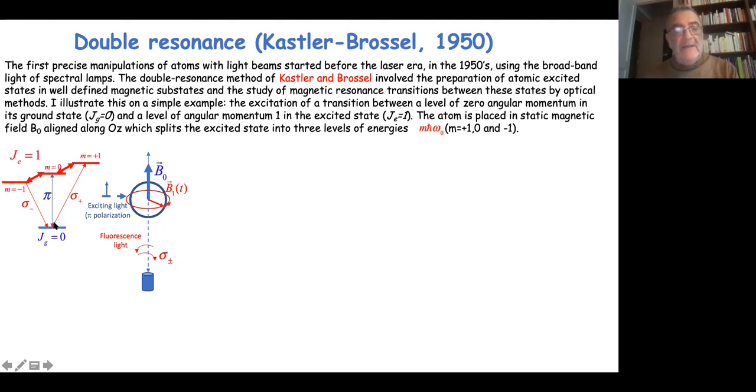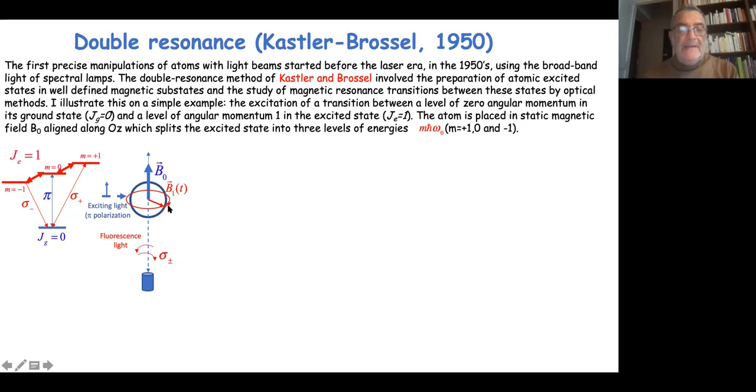If, on the other hand, you excite with sigma plus polarized light, each photon carries 1 unit of angular momentum, and the transition occurs between the ground state and the excited state with m equal +1. So the idea of the experiment is very simple. You apply, on top of the static magnetic field, a rotating field, B1 of t, which induces the magnetic resonance phenomenon.